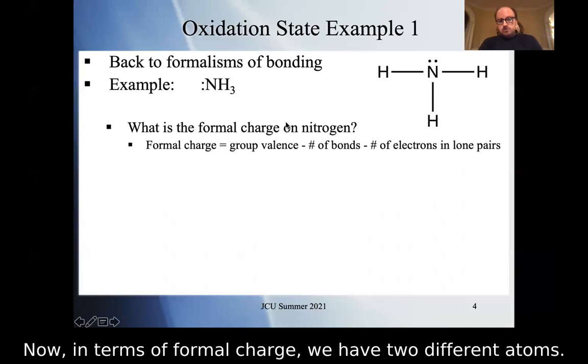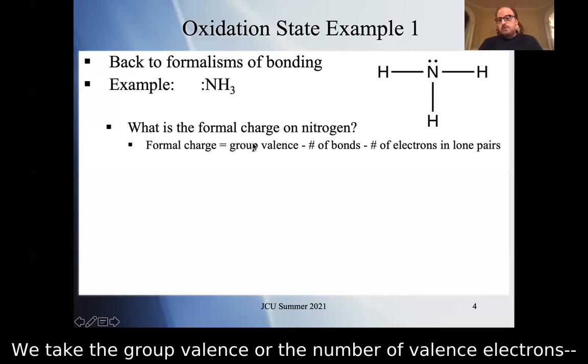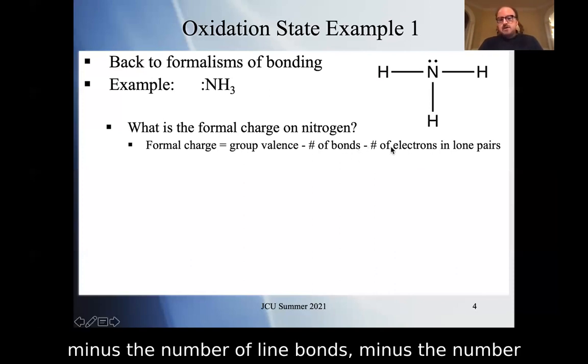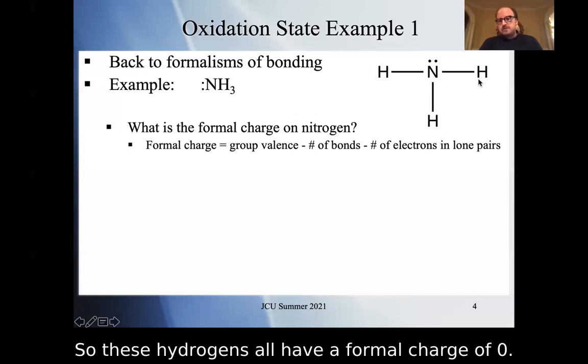Now, in terms of formal charge, we have 2 different atoms. This was the way we said to calculate formal charge last week. We take the group valence, or the number of valence electrons, same thing, minus the number of line bonds, minus the number of electrons in lone pairs. So hydrogen is the same as water, so hydrogen would be 0. So these hydrogens all have a formal charge of 0.